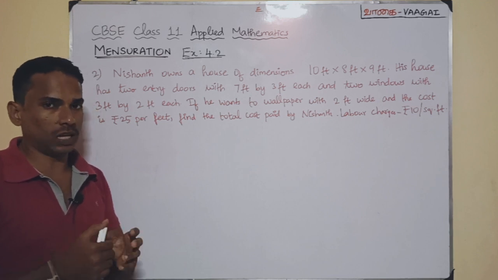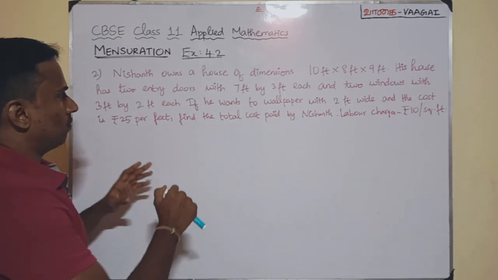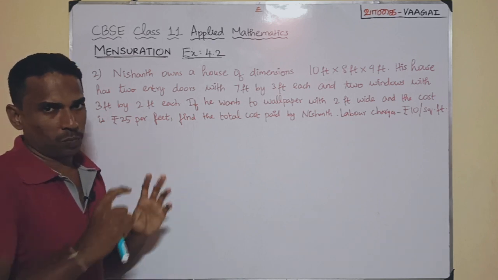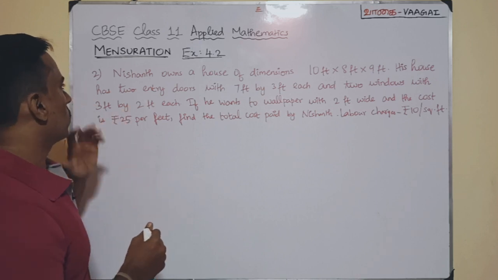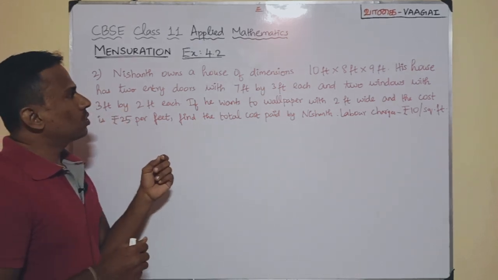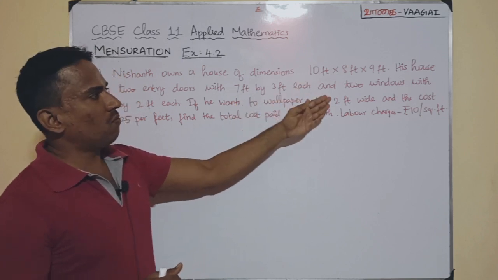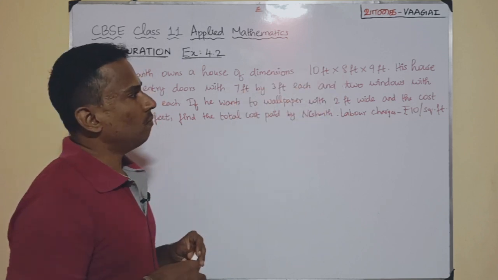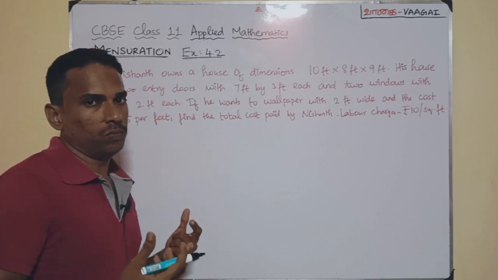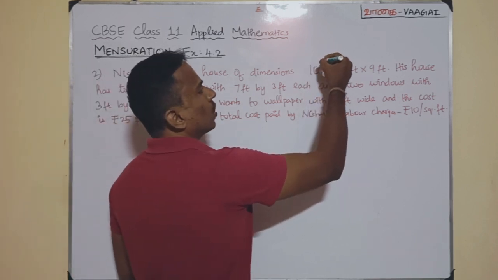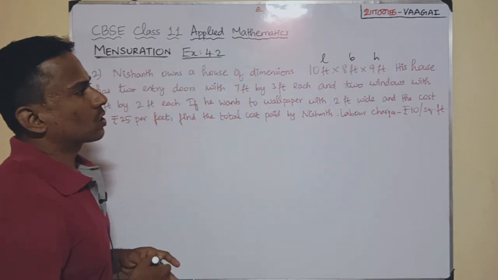Now moving to the second question. Here the question size itself is very big. I have just written the question in a short way. For the complete question, you can refer to the book. So here, Nishant owns a house of dimensions 10 feet by 8 feet by 9 feet. So you have the dimensions of the room which is given here. These are going to be the length, breadth and height. It's very clear now. Now let's continue the question.